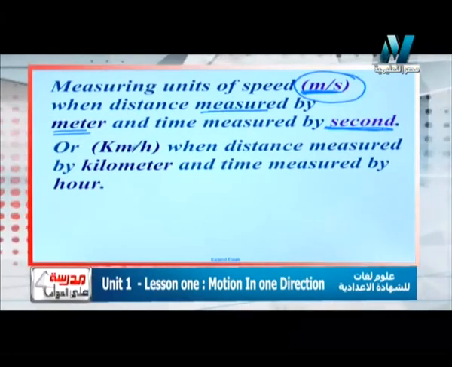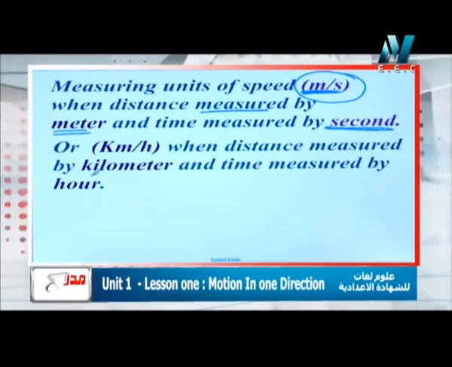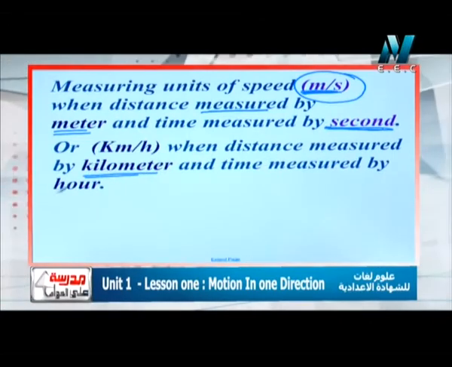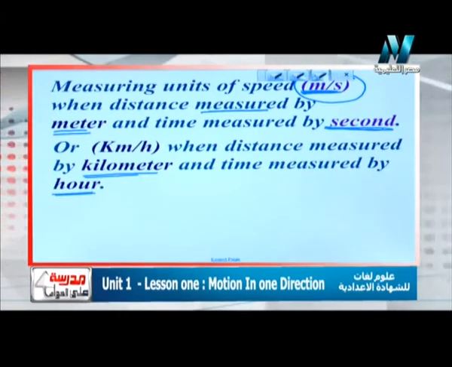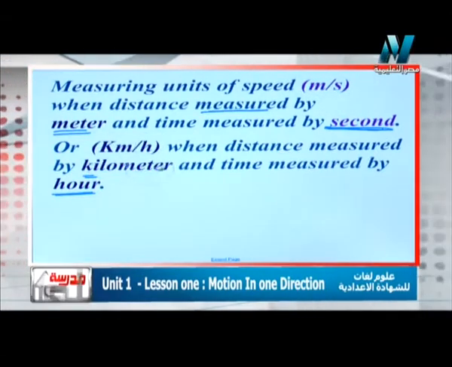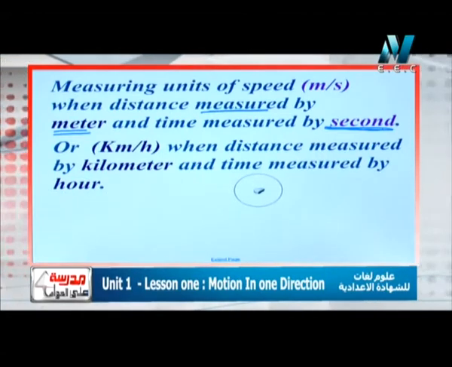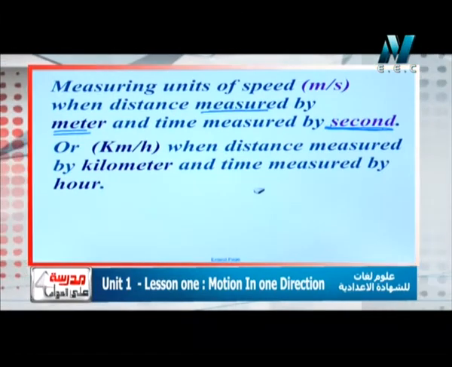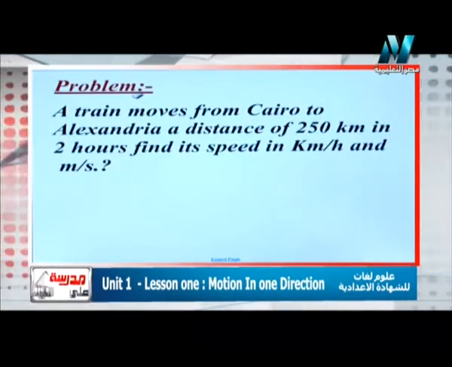At the same time, kilometer per hour, when distance is measured by kilometers and time is measured by hours. So we have two measuring units as you see here in front of you. We have meter per second here, and we have kilometer per hour here. And from these two measuring units, we can recognize the measuring units of speed as meter per second or kilometer per hour.